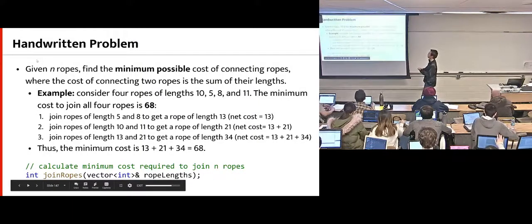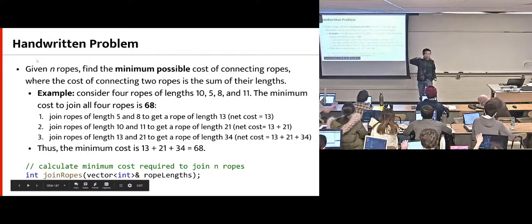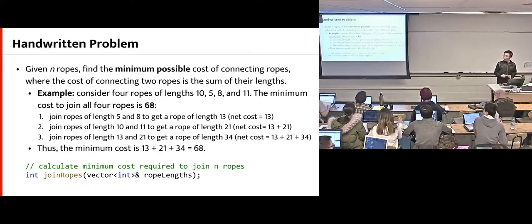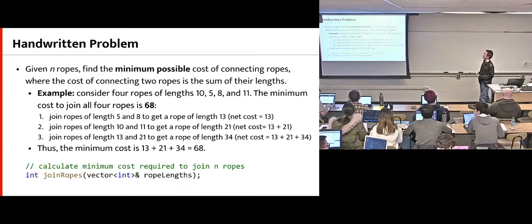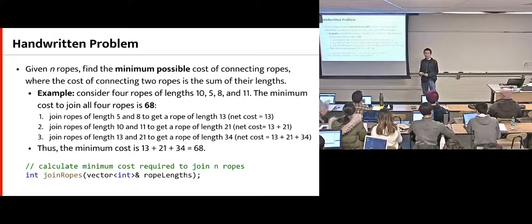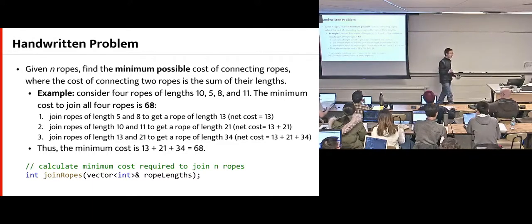So get out a piece of paper, and here's the problem that we have. We want to find the minimum cost of connecting 2 ropes, given that the cost of connecting them is the sum of their lengths. Just as a hint, we talked about priority queues today. So the solution to this problem uses priority queues.